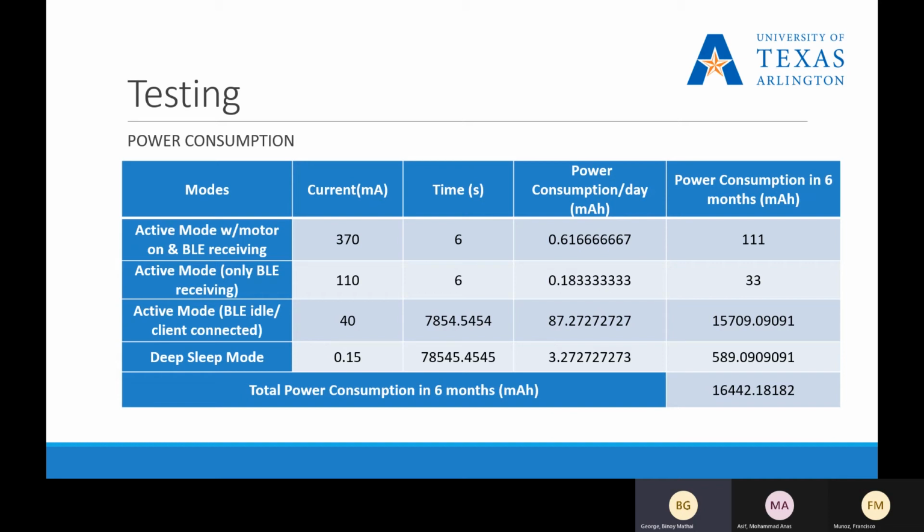Here you can see the results of our current tests and power calculations. For this calculation, we made the assumption that the shutter would be used on average only 6 times a day, and that the motor movement for every command would last an average of 1 second. The total power consumption in 6 months came to about 16,000 milliampere hour, which means with our 20,000 milliampere hour battery, our shutter can last for 7 months.